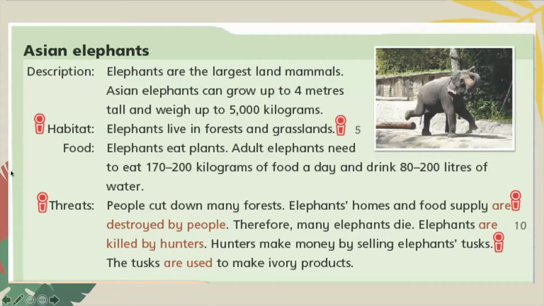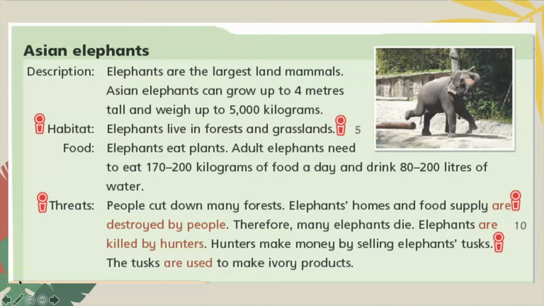Asian elephants. Description. Elephants are the largest land mammals. Asian elephants can grow up to 4 meters tall and weigh up to 5,000 kilograms. Habitat. Elephants live in forests and grasslands. Food. Elephants eat plants. Adult elephants need to eat 170 to 200 kilograms of food a day and drink 80 to 200 liters of water.